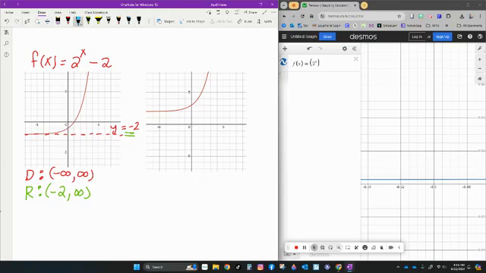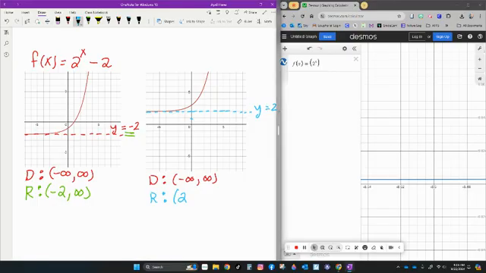Let's look at one more. This graph right here, you can see it's been shifted up 2. So we have our asymptote right here at y equals positive 2. So again, domain, all real numbers, negative infinity to positive infinity. And then our range on this one, because our asymptote is at y equals 2, we put a parenthesis 2, and then to positive infinity.